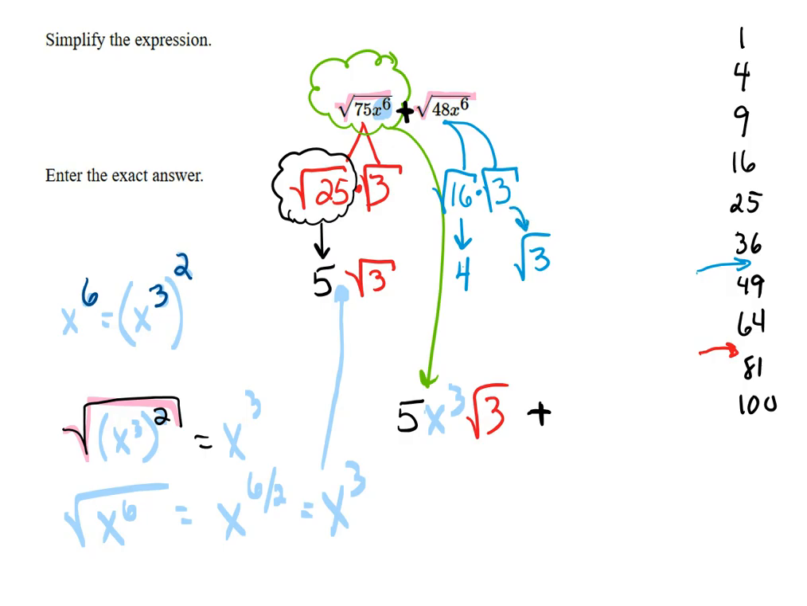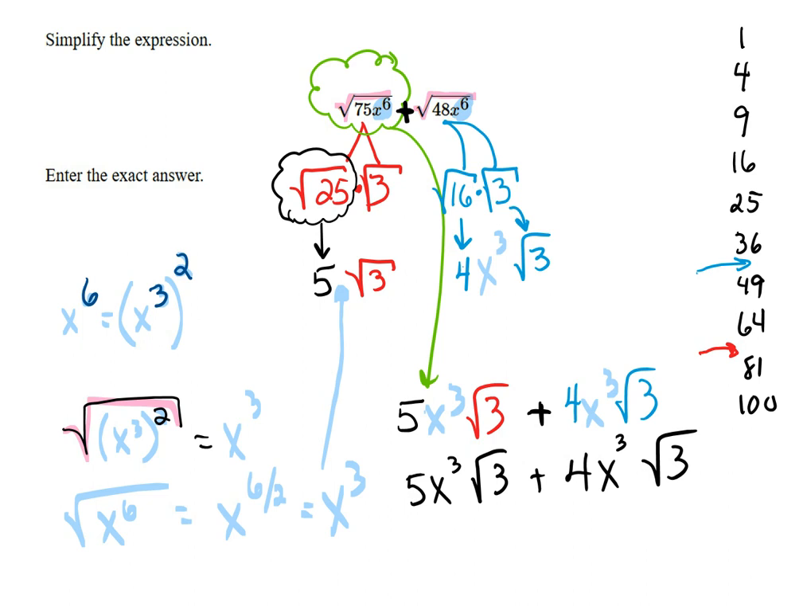That stays there. And just like before, here's another x to the 6th. So I'm going to get another x to the 3rd in the middle there, just like the last one. So I have a 4x cubed square root of 3. Okay, now I'm going to rewrite this all in black so I can use another color to show you something else.